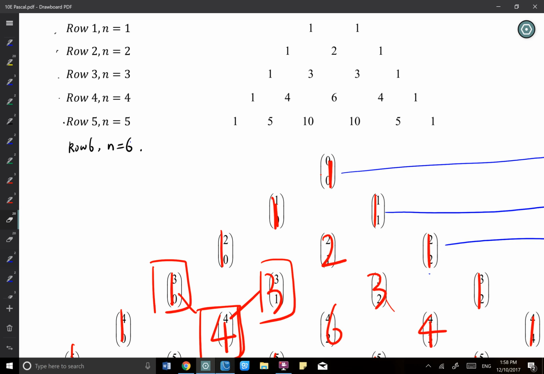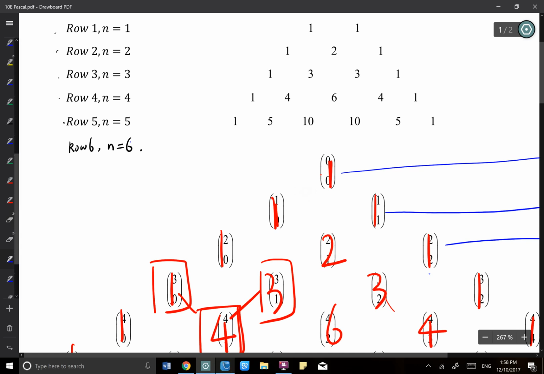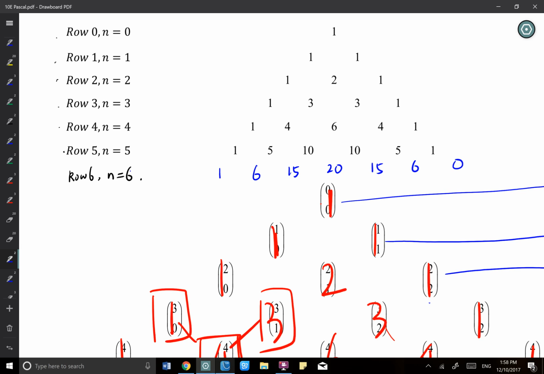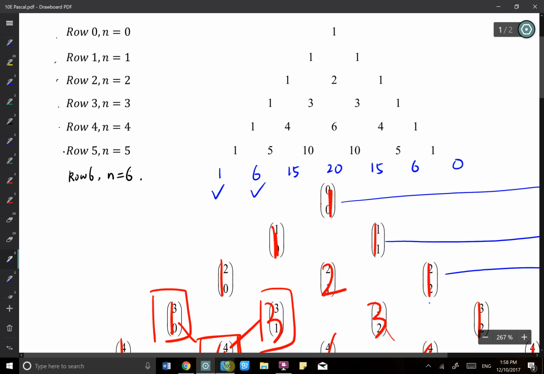So we have 1, 6, 15, 20, 15, 6, and 1. So you start from row 1, 2, 3, 4, 5, 6. Okay, you end up at this row. And then you select 3. So you count from select 0, select 1, select 2, and then select 3. That's the 20. You get counting.